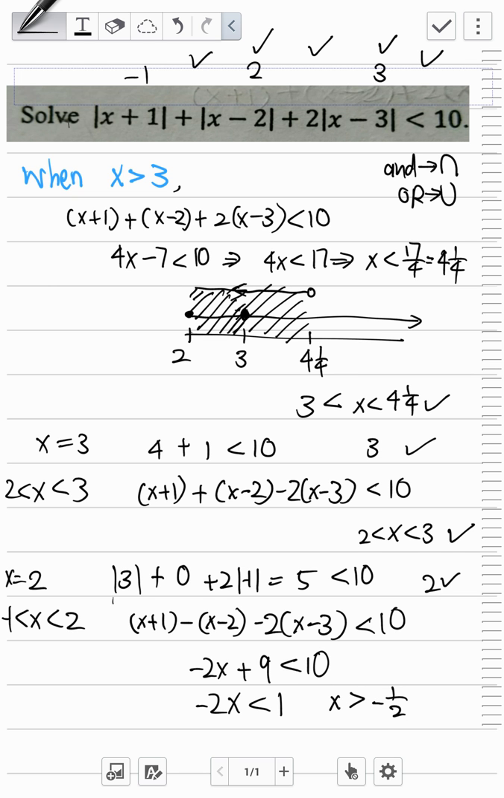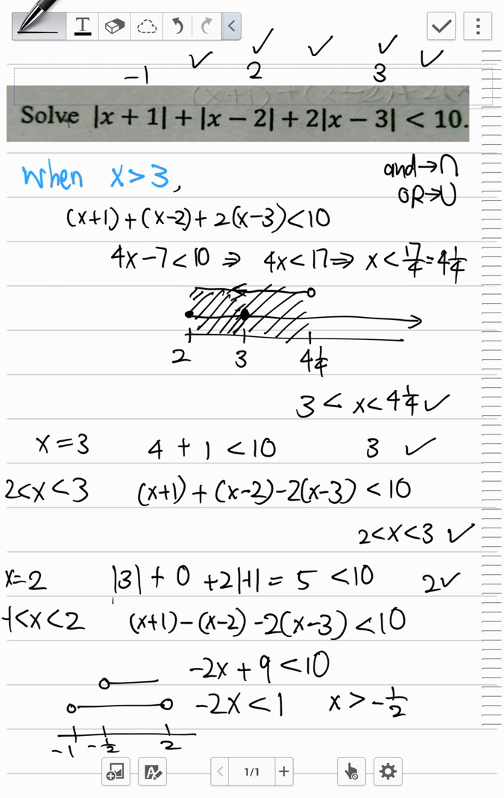Let's see, x greater than minus half, does it overlap with this part? Where is minus 1? Minus 1 is here, minus half is here. A common mistake is to think that minus half is here, which is wrong. Minus half is greater than minus 1. So this region is minus 1 to half, but we say that x is greater than minus half.